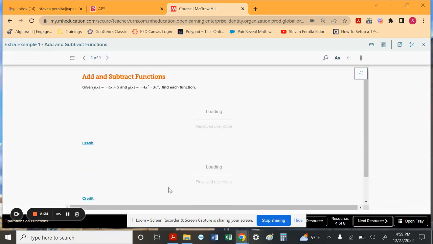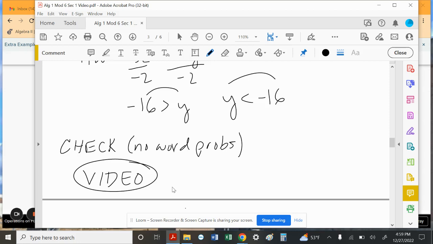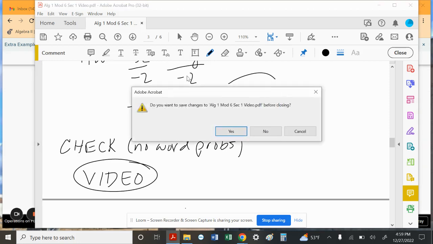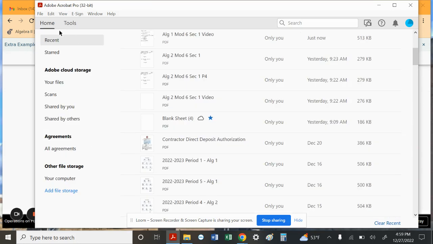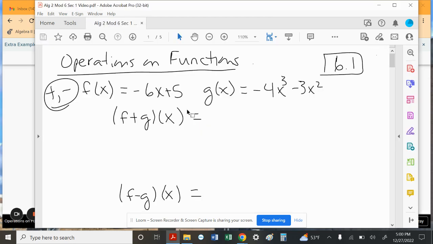First, we're going to add and subtract functions. Here we have two functions. We have f of x equals negative 6x plus 5, and g of x equals negative 4x cubed minus 3x squared. And we want to find f plus g of x. That means we want to add them together. Sorry, wrong one here. We do want to save that. Let me open up the right one since I didn't do that for you guys earlier. So we have the module. There we go. Okay, so we have negative 6x plus 5 and negative 4x cubed minus 3x squared.